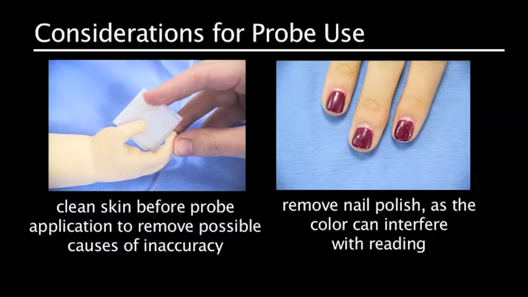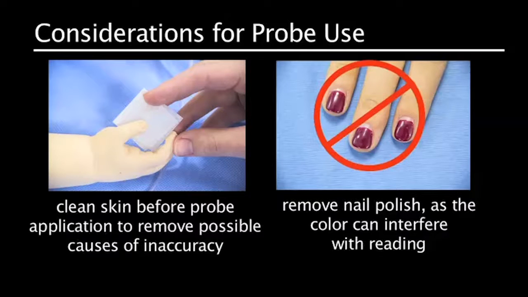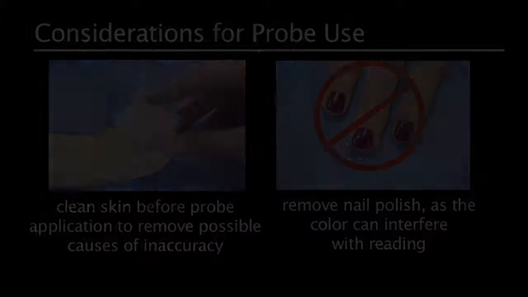Finally, nail polish should be removed from the finger or toenail to which the probe will be applied, as the color can absorb light emitted by the oximeter, and interfere with the detection of oxygenated hemoglobin.